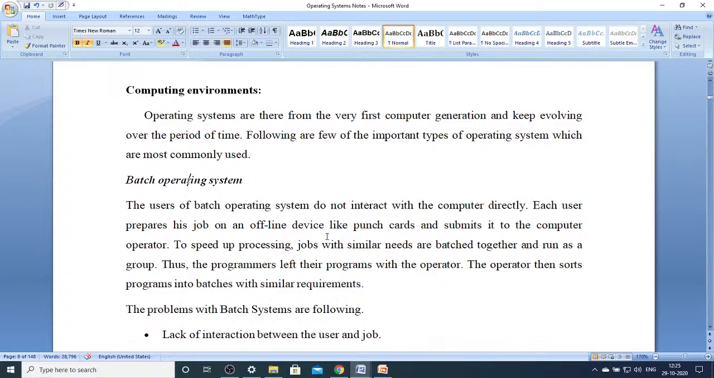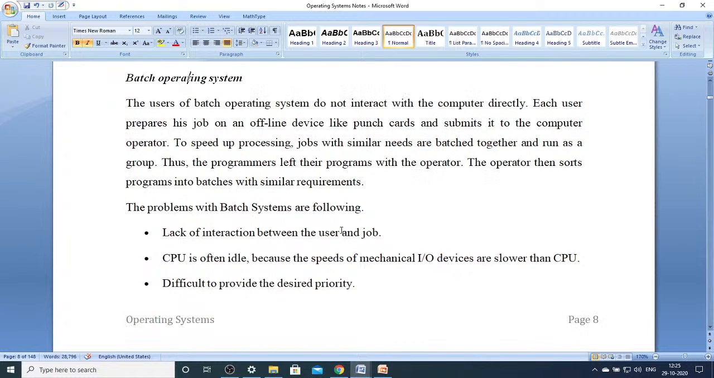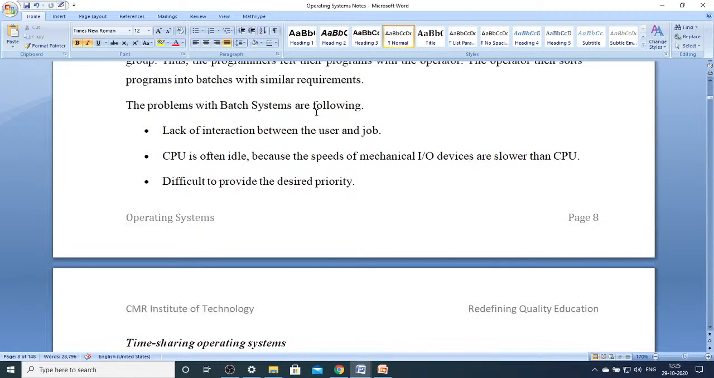And here, these are the problems that you need to write down with regard to batch operating systems. Once the batch is set for execution, no interaction is possible from the user. And then the CPU is often idle because the speed of IO devices is slower than the CPU. And only one job will be processed at a time.